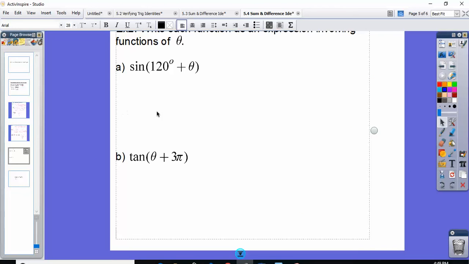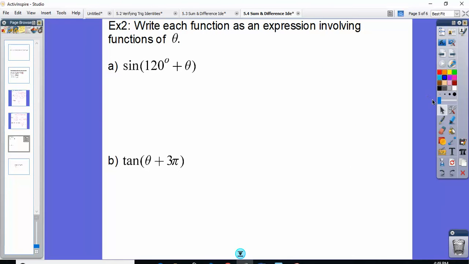Okay. Last example. I want to simplify this. So I have the sine of 120 degrees plus theta. So it's a plus, that means I'm going to my sum addition formula. My A is 120, my B is theta. So I have the sine of 120 degrees, cosine of theta, plus cosine of 120 degrees, sine of theta.